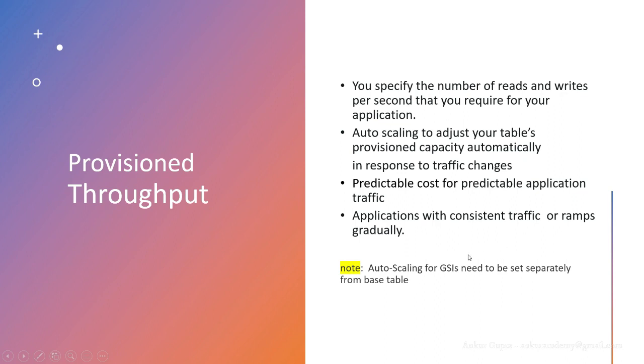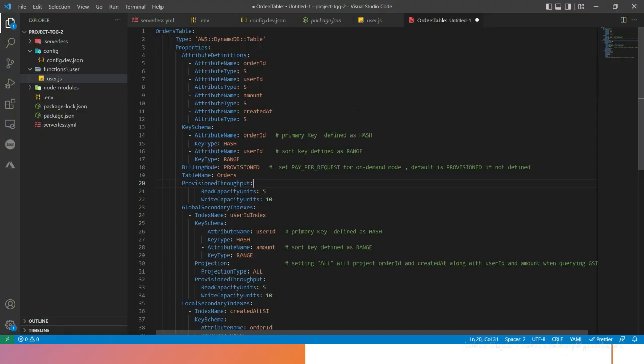So your base table and your GSIs will have separate provisioned throughput. Now, as I mentioned earlier, we are going to create our DynamoDB table using our serverless YAML file. So instead of using the AWS CLI, here is an example of how you can create a DynamoDB table called orders table in your serverless YAML.